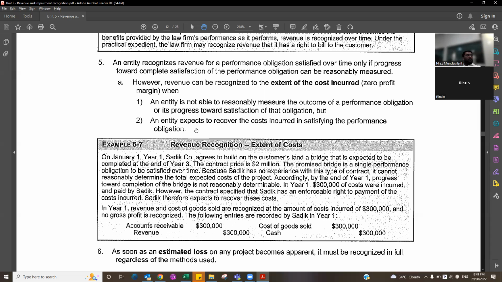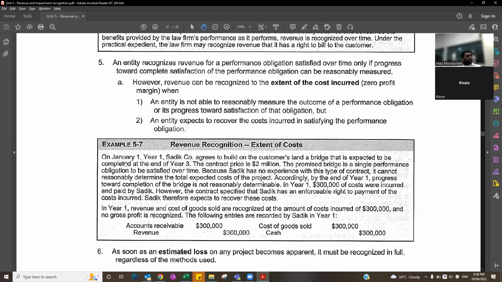And you can take this in the example of construction also. For example, you entered into a contract. Here is a bridge contract. You don't know when you will finish because you are not expert in the bridge construction. You might take a lot of time, but you expect that the client will pay you the cost, whatever the cost. In that case, you will recognize your revenue that will be equivalent to your cost.